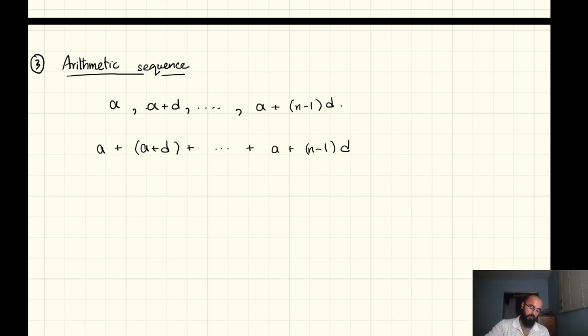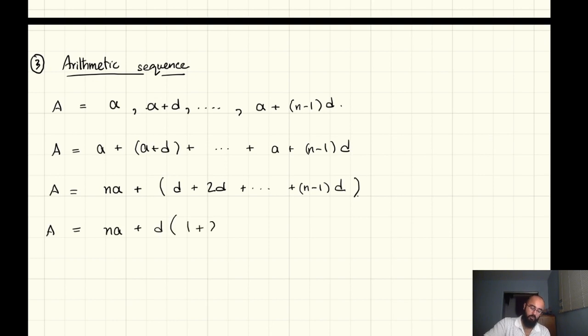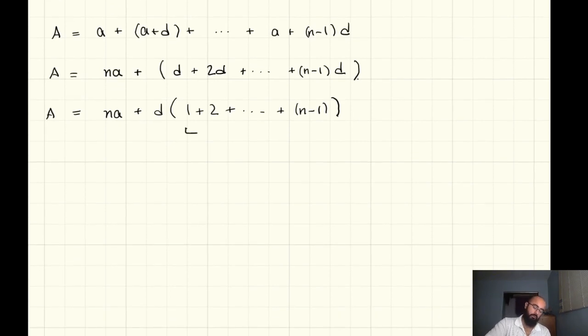So how many a's do I have? You can see that I have n a's because there are n terms. And then I have d plus 2d up till n minus 1 times d. I can again take d common. I'm left with n a plus d times 1 plus 2 up till n minus 1. So this you might know already, that this sum is just n times n minus 1 over 2.